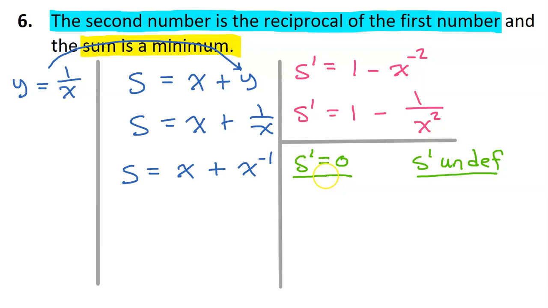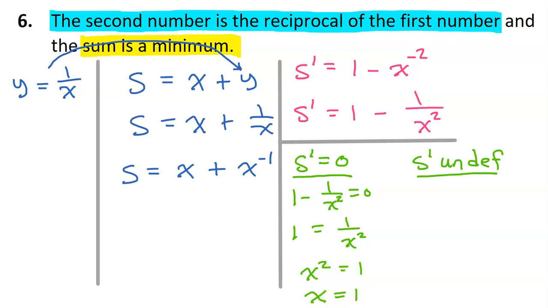The minimum will occur when s prime is equal to 0 or when s prime is undefined. Let's start by setting s prime equal to 0. So I would have 1 minus 1 over x squared is equal to 0. Adding this fraction to both sides, I get 1 is equal to 1 over x squared. Multiplying both sides by x squared, I get x squared is equal to 1. Taking the square root of both sides, I get x is equal to 1.